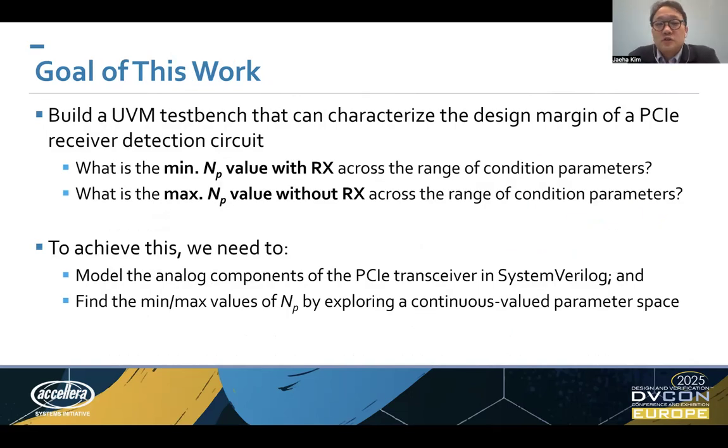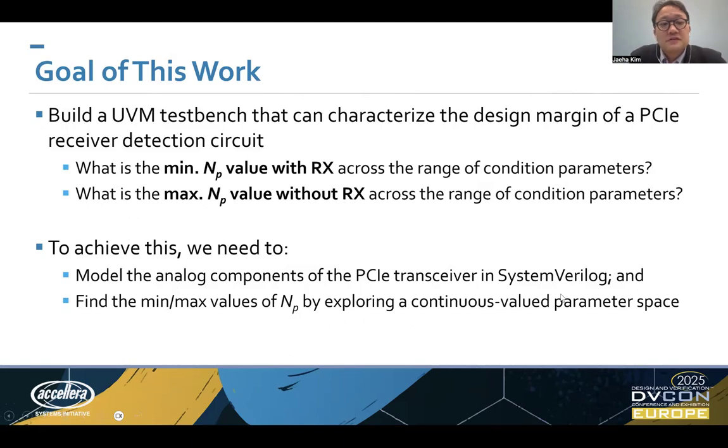So the goal of this work is to build a UVM test bench that can characterize this design margin of a PCI-Express receiver detection circuit. Namely, we'd like to have this test bench measure the minimum NP value with the RX present across the whole range of the condition parameters that I described. Also, when the receiver is not present, we want to measure the maximum NP value across this range of condition parameters. The one thing I'd like to emphasize is that these condition parameters take continuous values. They span a continuous range, so it is not possible to try every single value within the range because it's not a finite number.